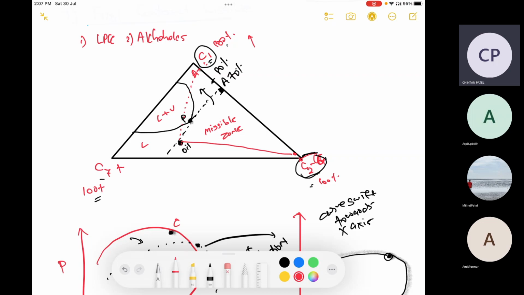Okay. So which zone is suitable for LPG? Your crude oil must lie in this zone only. Okay, so this A is the LPG. It's not a mixture of this. Don't confuse with this A. A is what you are injecting. It is the solvent itself.